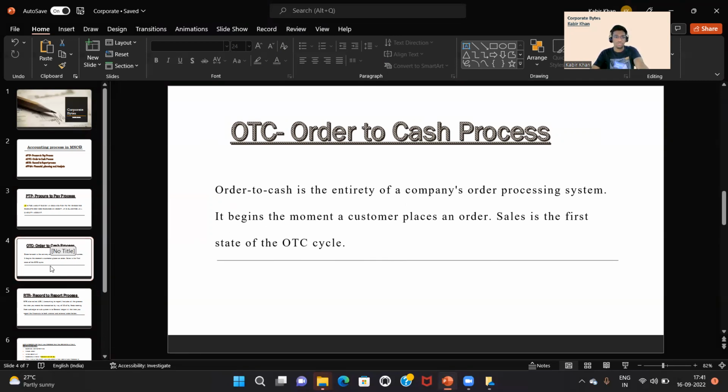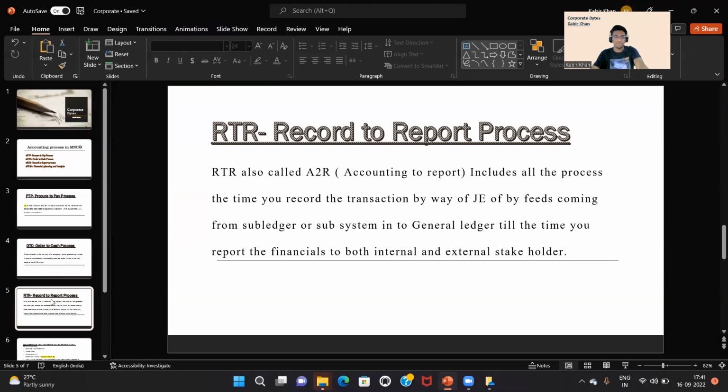So let's move to the next one. Third, we have the record to report process, and I feel like this is one of my favorite processes, the record to report process. The record to report process, we also call it the accounting to report process.